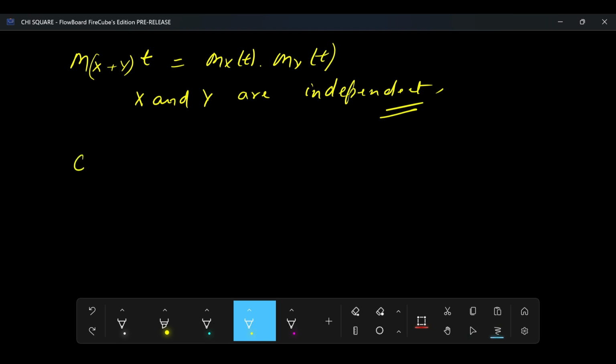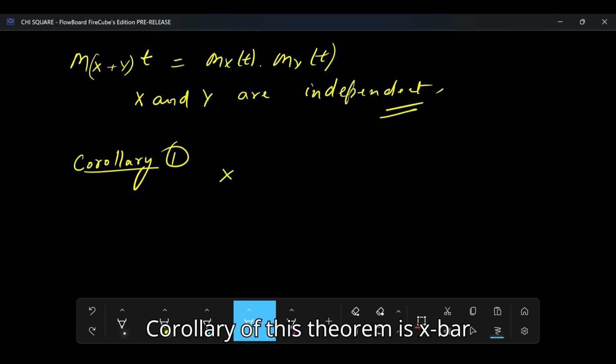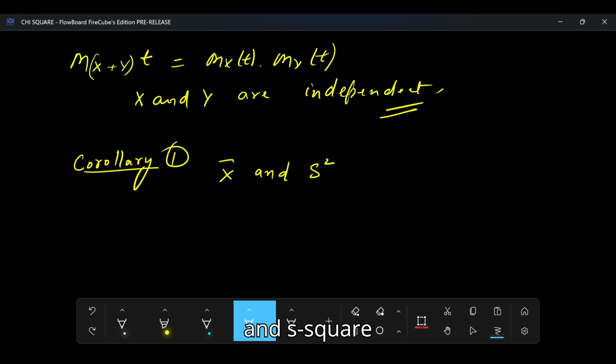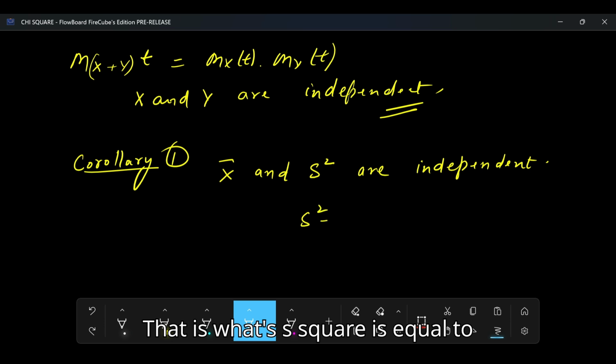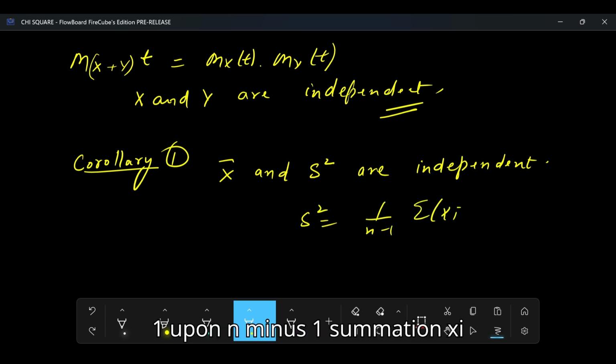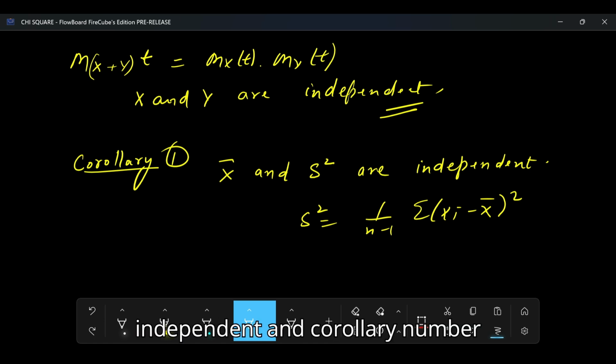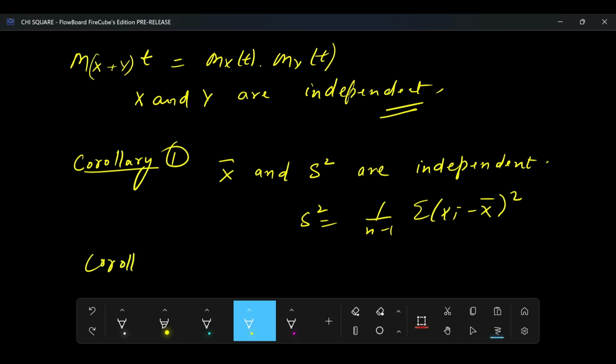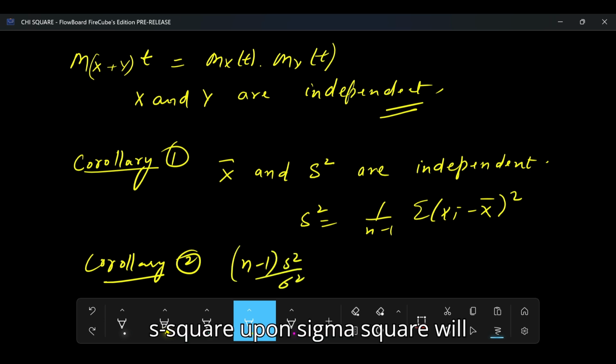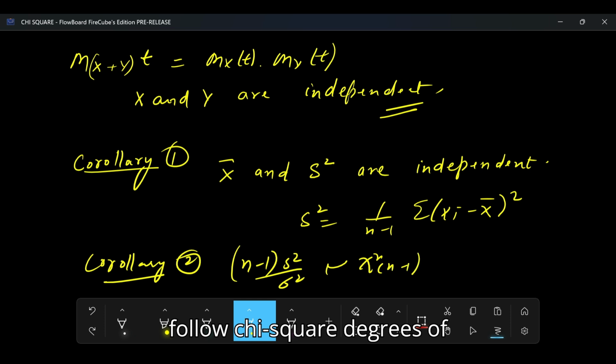Now, the corollary of this theorem is X bar and S square are independent, where S square is equal to 1 upon n minus 1 summation (Xi minus X bar) square. When X bar and Xi minus X bar are independent, then X bar and S square are also independent. And corollary number 2 is (n minus 1) S square upon sigma square will follow chi square with n minus 1 degrees of freedom.